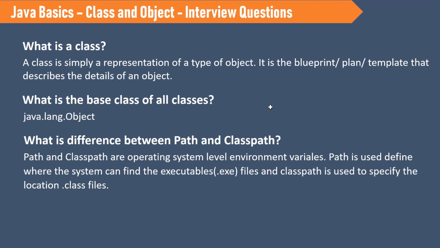A class is simply a representation of a type of object. It is the blueprint or plan or template that describes the details of an object. As we discussed in the previous video, just remember the example of house construction. For constructing a house, you need to have a plan. That plan is nothing but a class. And using that plan, you can construct a number of houses, and those houses are nothing but objects. So you can just remember that one. It is a blueprint or plan or template that describes the details of an object.